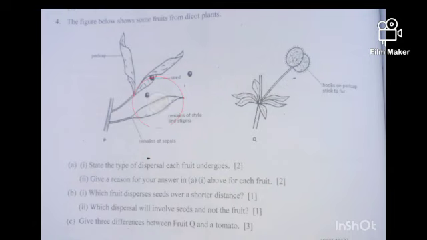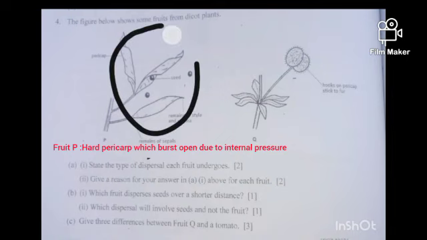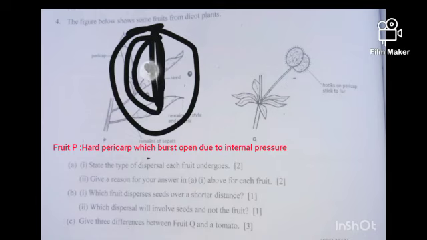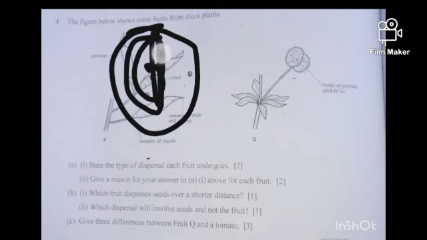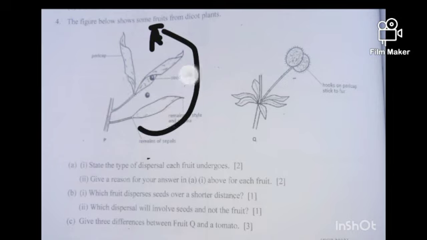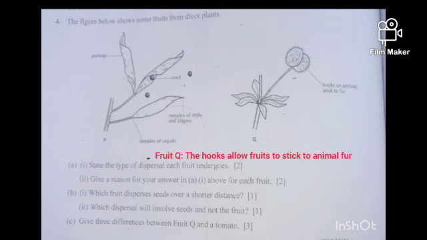We go to A2, give a reason for your answer in A1 above for each fruit. For the fruit P, since we have said it's self-dispersal, it's because it has a hard pericarp which bursts open due to internal pressure, and the seed will be dispersed. So this hard pericarp is the one that made us realize that this one is self-dispersal.